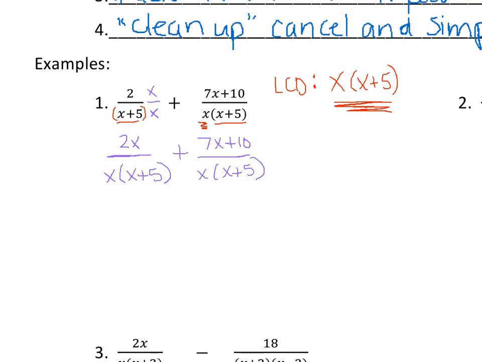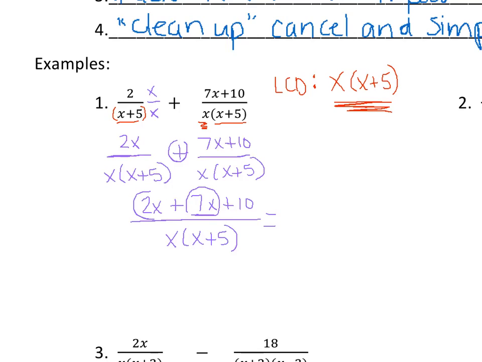Well, we need to combine it over one denominator. Now, since we have a common denominator, we can combine just the top. So on the top, we're going to have 2x, but then we want to put that plus in between there, so plus 7x plus 10. And it's going to be over the same denominator, x times x plus 5. And now we want to clean up and combine the numerators. So 2x plus 7x is 9x. And then we have the plus 10. And it's over x times x plus 5.